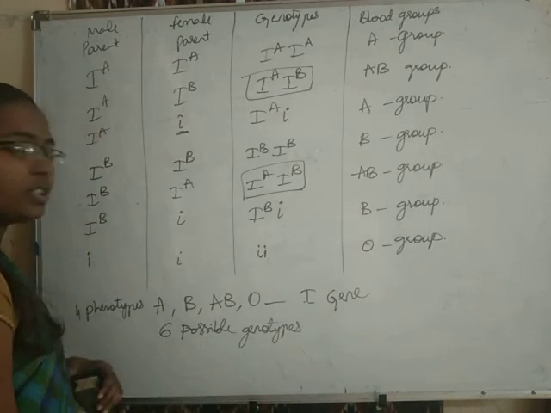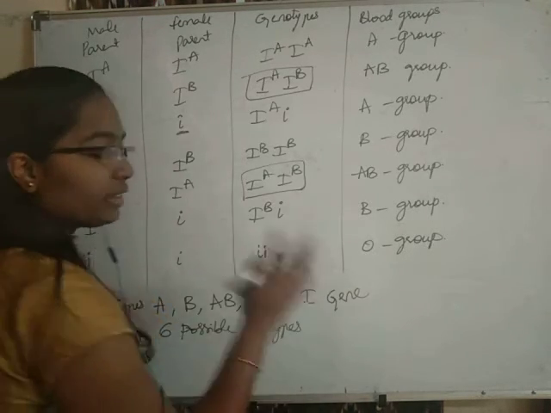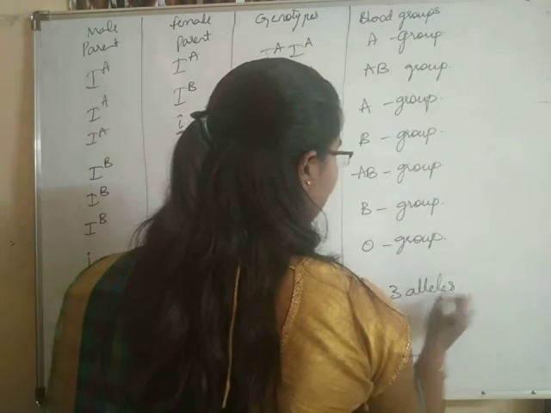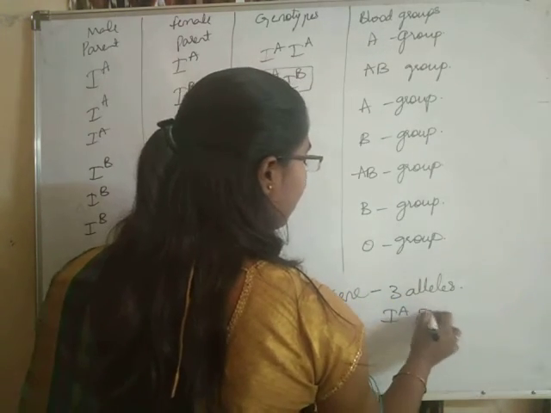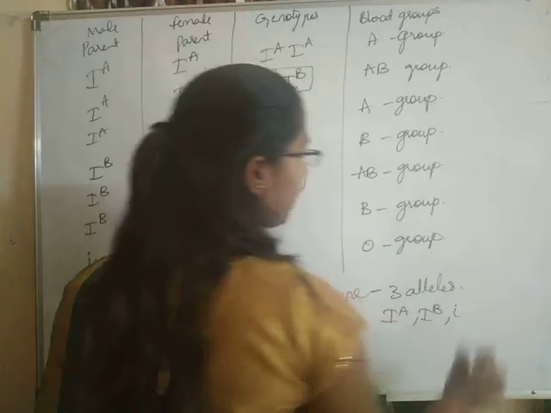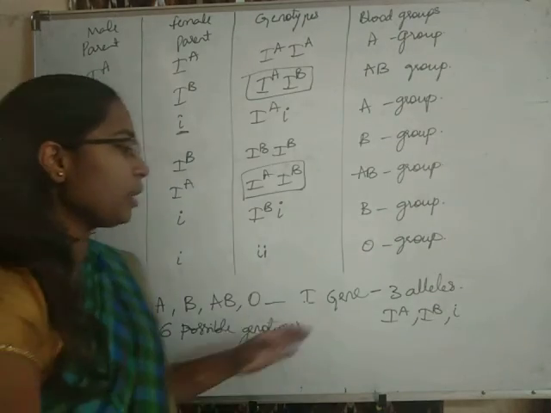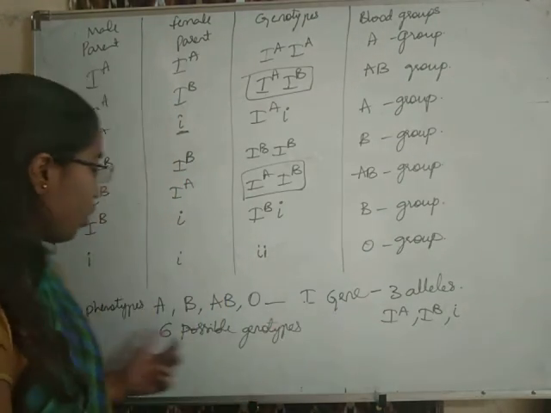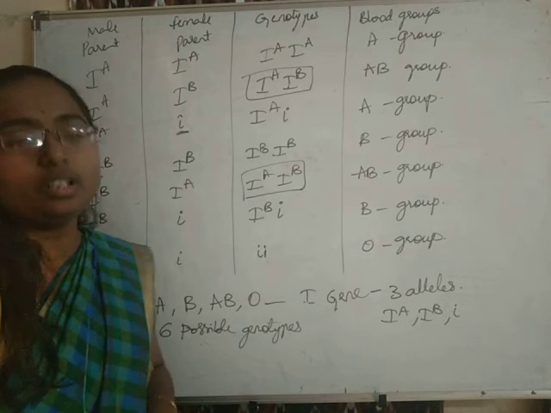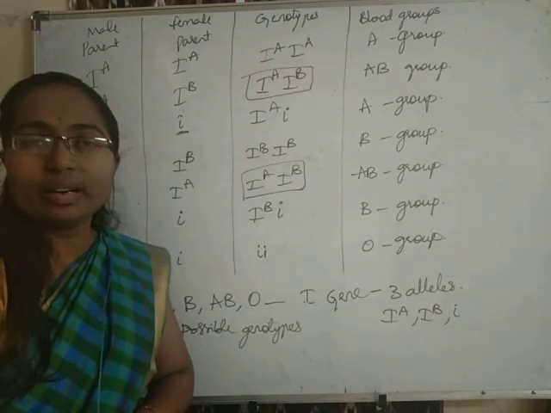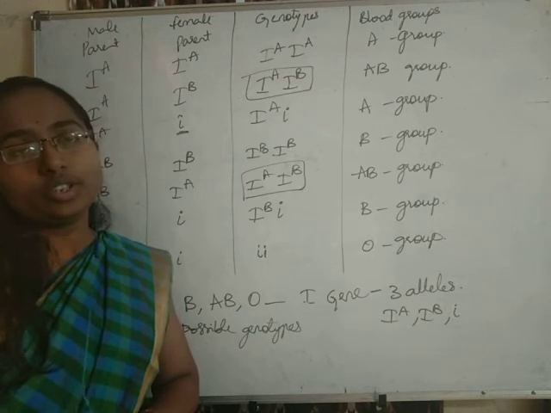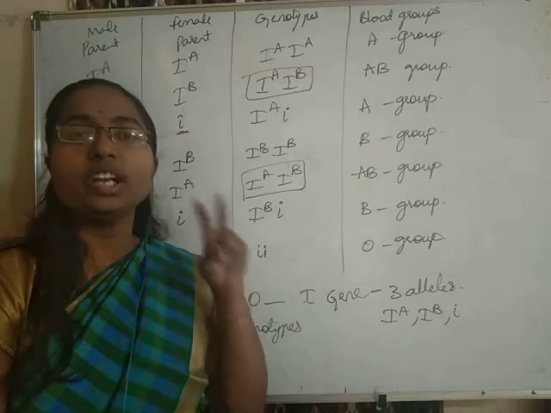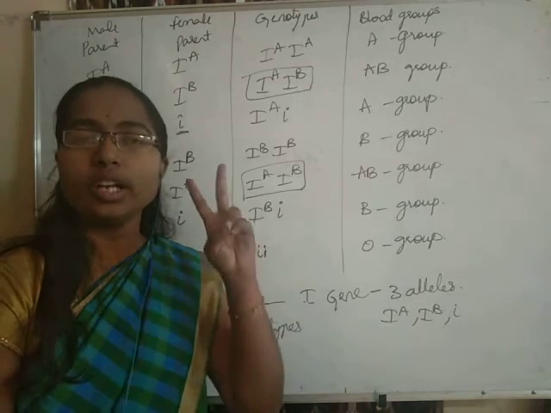Okay, 6 possible genotypes, because this gene is having 3 alleles, that is IA, IB and small i. These are the 3 alleles. Because of the presence of 3 alleles, this gene is giving 4 phenotypes and 6 possible genotypes. Okay. But students, any individual is diploid. Okay. Human beings, they are diploid. That means they have only 2 sets of genes. They have only 2 genes.